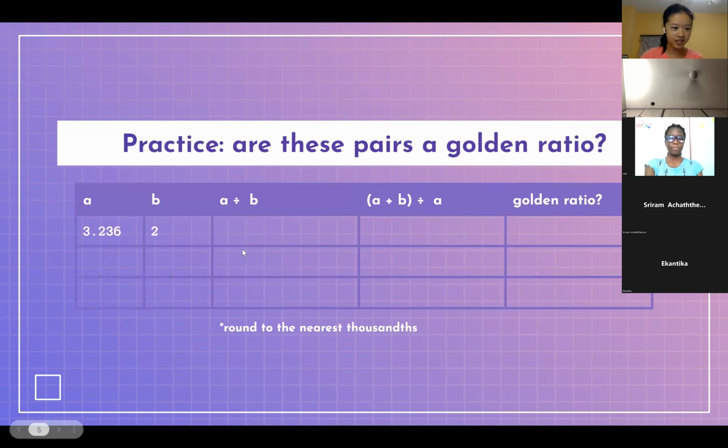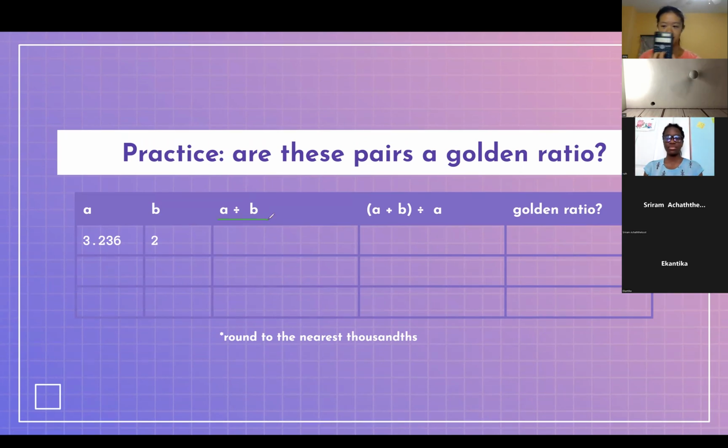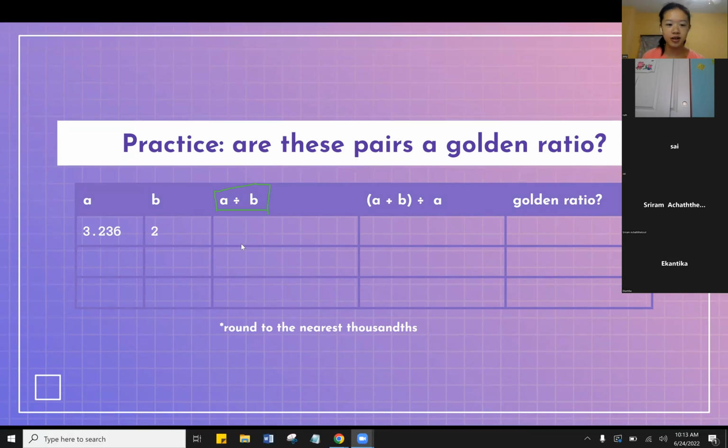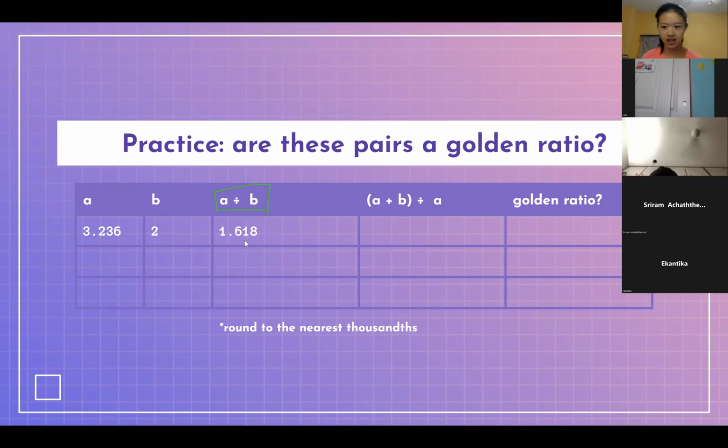So let's fill out this little chart and see how the numbers here show the golden ratio. So first, what is A divided by B? And you can probably use a calculator if you'd like. Yes, that's correct. So A divided by B would be 3.236 divided by 2. And so that's approximately 1.618.